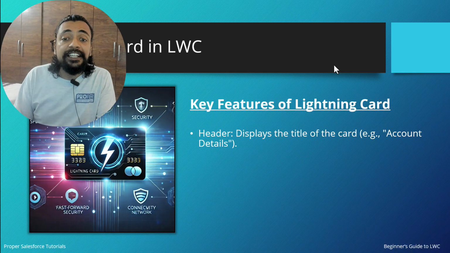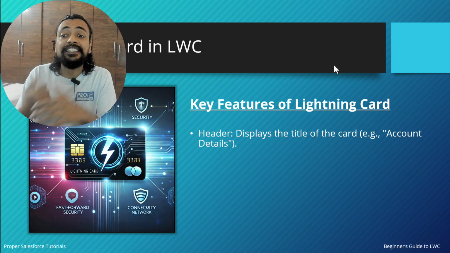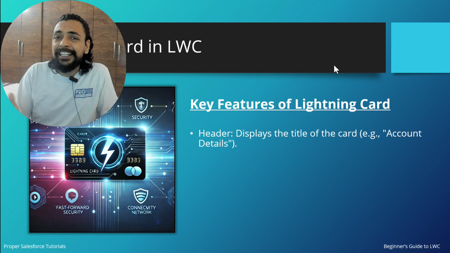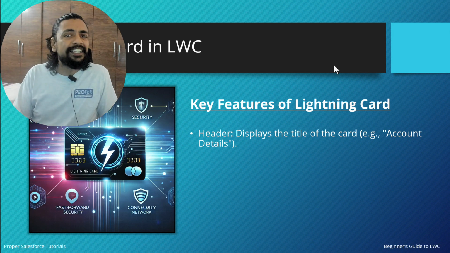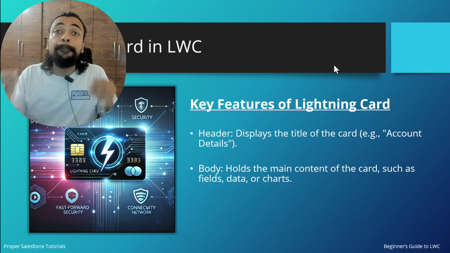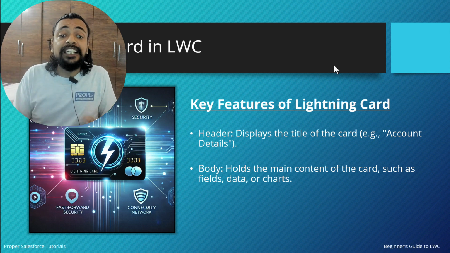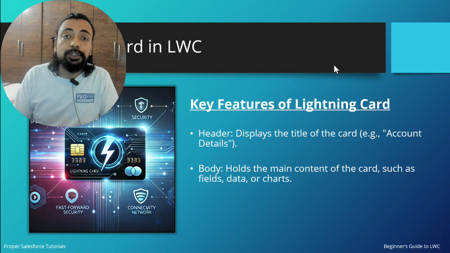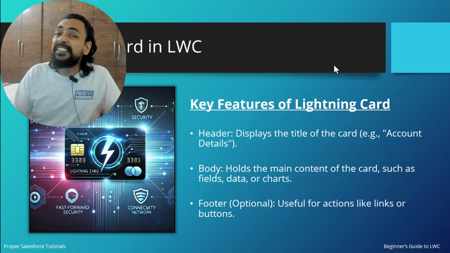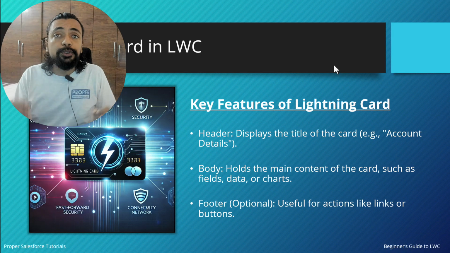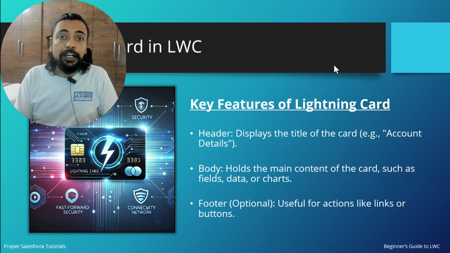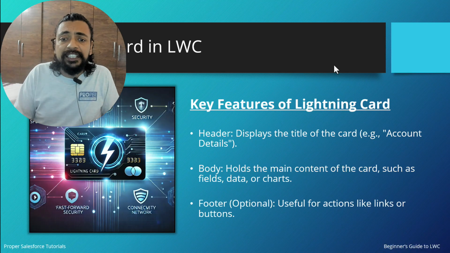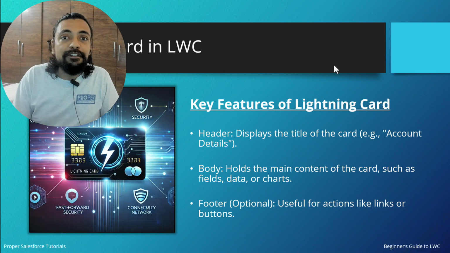So we have a header in the Lightning Card which helps us to display the title of the card, and we can also include an icon over there. The title can be anything, for example, account details. The body holds the main content of the card such as fields, data, charts or whatsoever you want to show over there. And the footer, which is an optional component, is useful for actions like links or buttons. So if you want to include any kind of link or any kind of button, definitely the footer is the place where you will use it.